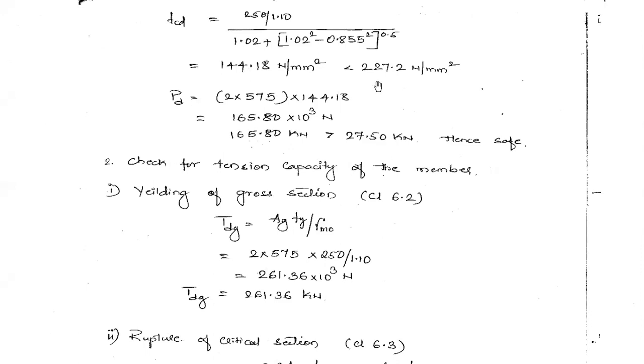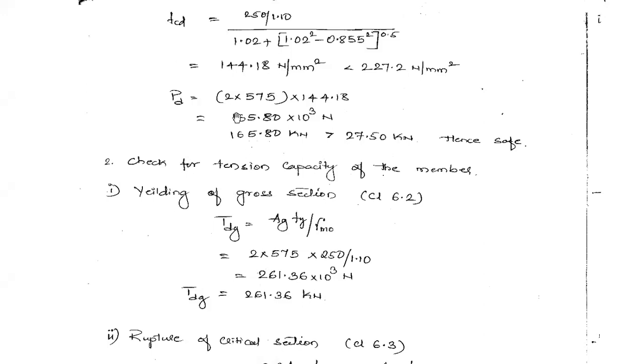What is the allowable FCD? Fy by gamma m naught. It cannot exceed your factored yield stress. So the factored yield stress is Fy by gamma m naught, and that is 227.2 Newton per mm square. So fine, the FCD we calculated is less than the permissible yield stress, 227. So you will be using this value for calculating the strength of the member under compression.